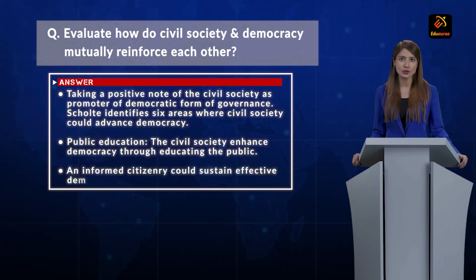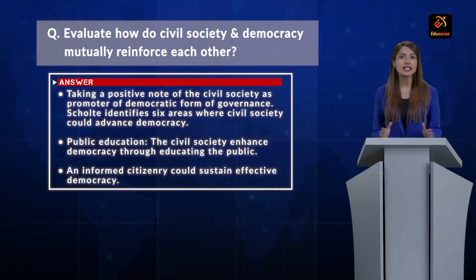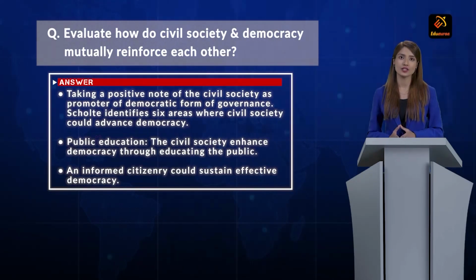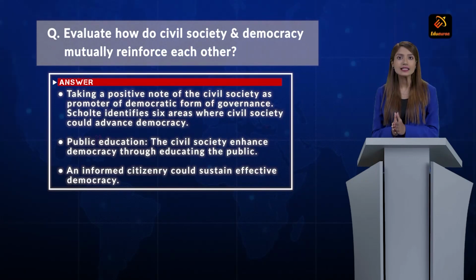Taking a positive note of the civil society as promoter of democratic form of governance, Scholte identifies 6 areas where civil society could advance democracy. The first, public education. The civil society enhances democracy through educating the public. An informed citizen could sustain effective democracy.